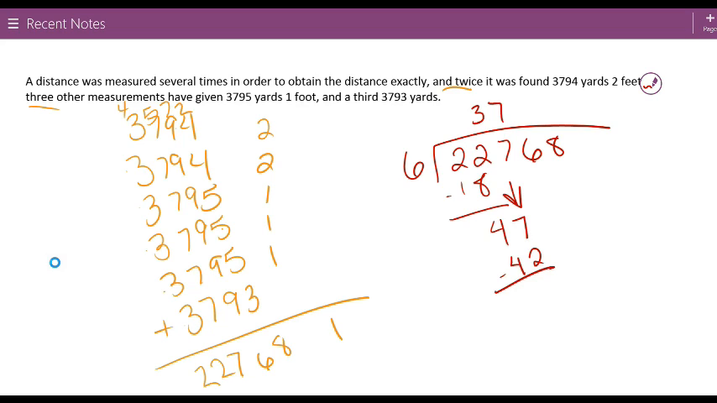And as I'm dividing, our answer should be very similar to these measurements, because although there was a difference of up to 2 yards and a foot, these first 3 numbers should be very similar all the way across the board, which is what we're getting when we divide, which is expected.